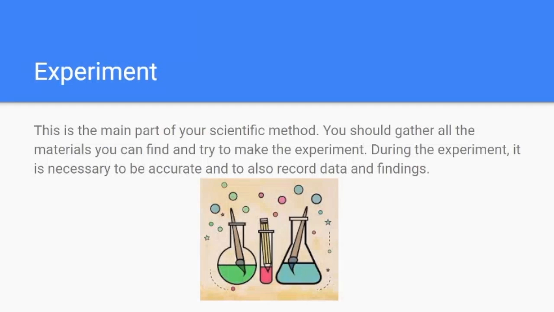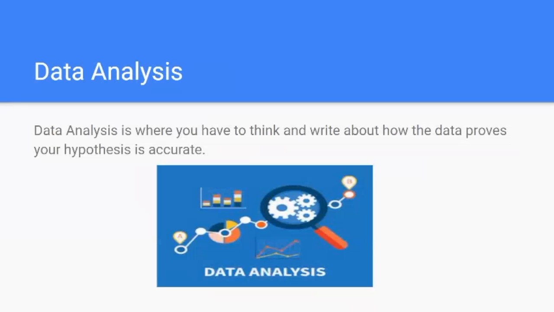This is called the experiment. This is the main part of the scientific method. You should gather all the materials you can find and try to make the experiment possible. Doing the experiment is necessary to be accurate and to also record data and findings. Data analysis is where you have to interpret and write about how the data proves that your hypothesis is accurate by including visual components such as graphs or tables.